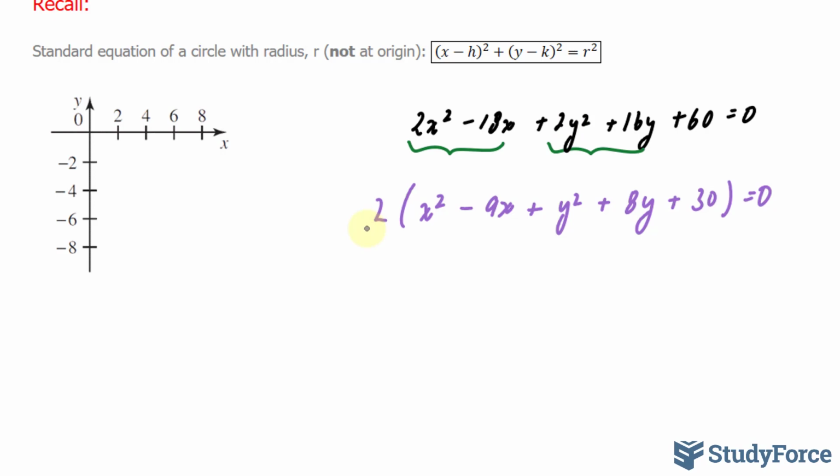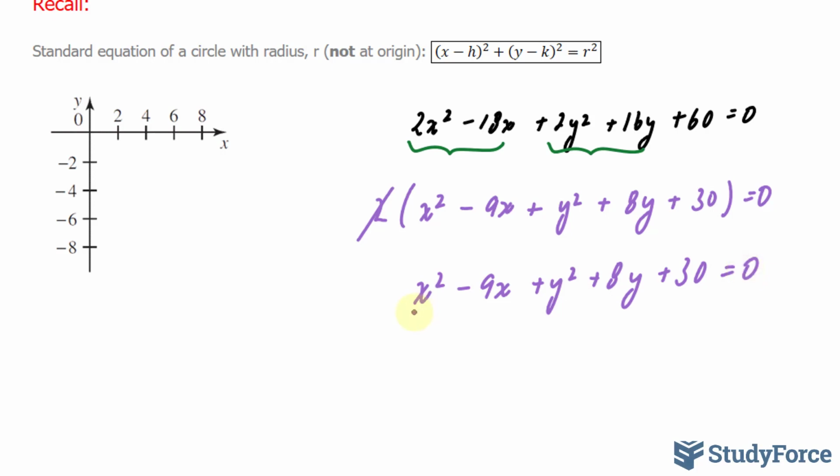Now that I have a 2 factored out, I can divide both sides by 2. If I divide this side by 2, the 2 cancels out, and if I divide 0 by 2, I end up with 0. So my equation has become a lot simpler. If you did not catch that like I did, it's fine. You can still continue completing the square, except it will be a lot harder because of the bigger numbers.